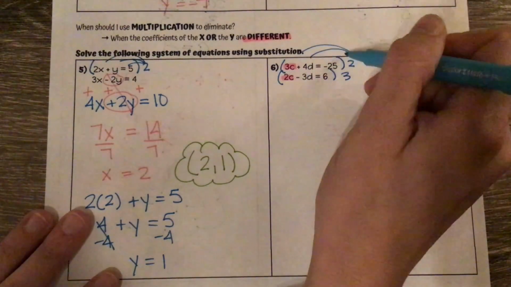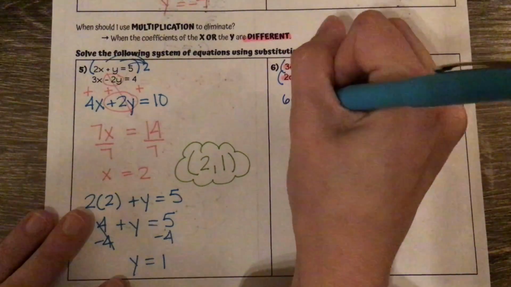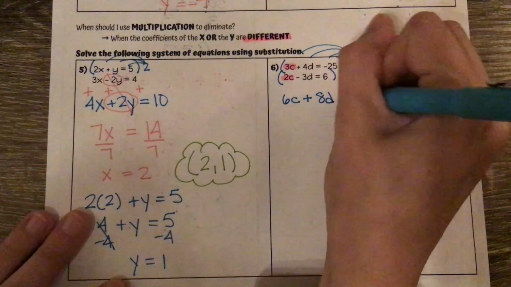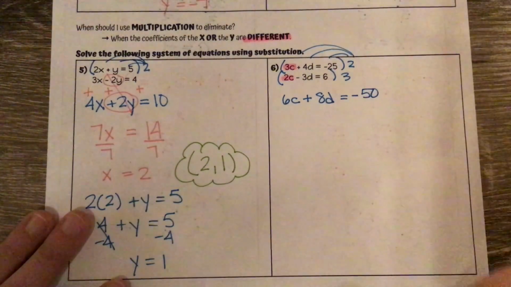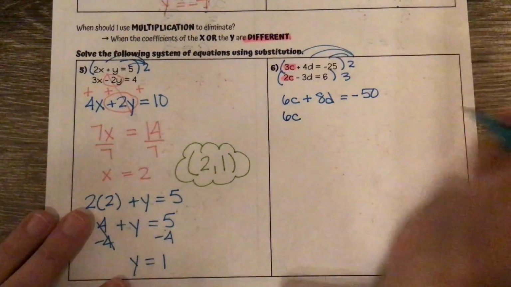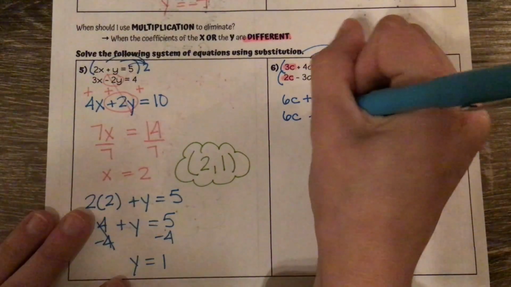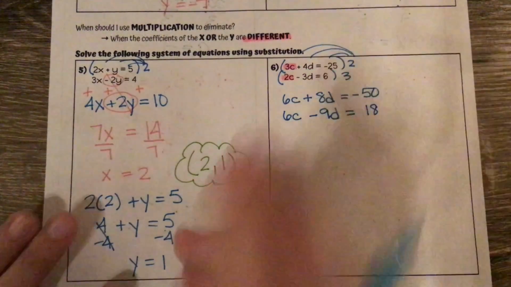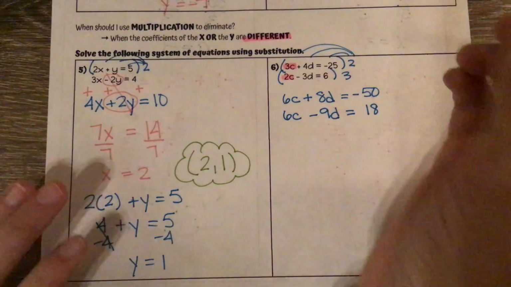Remember, make sure you're distributing into all 3 parts. 3c times 2 is 6c, plus 4d times 2 is 8d, equals negative 25 times 2 is negative 50. And below, 2c times 3 is 6c, 3d times 3 is 9d, so minus 9d, equals 6 times 3 is 18. Now we can go through our process of adding or subtracting.